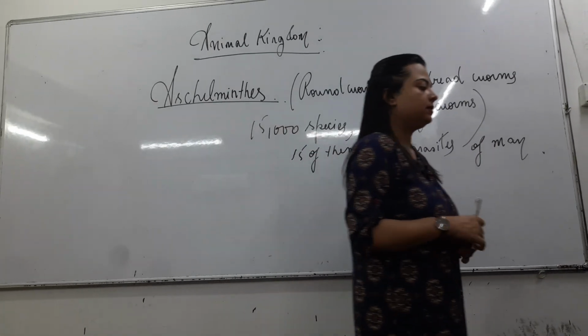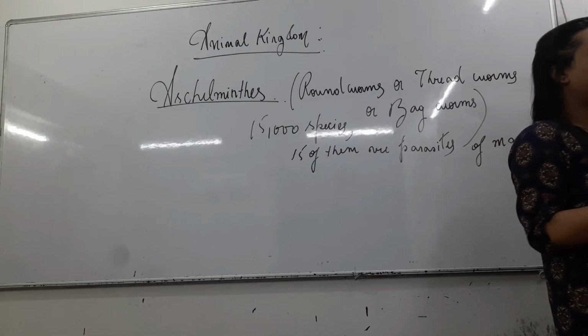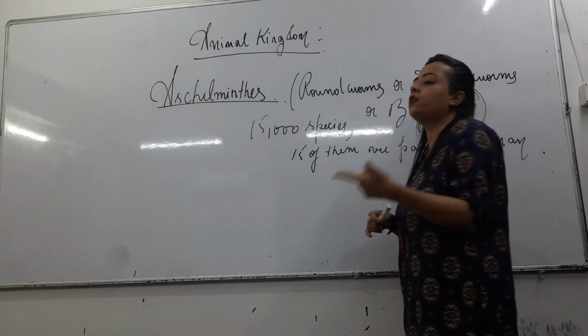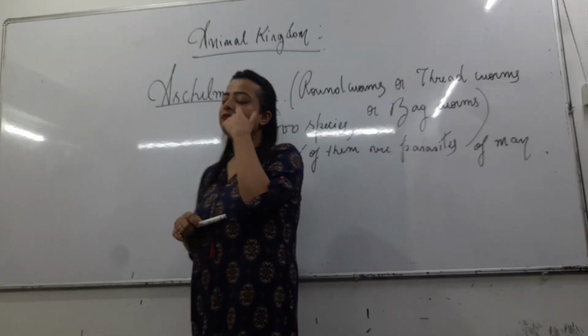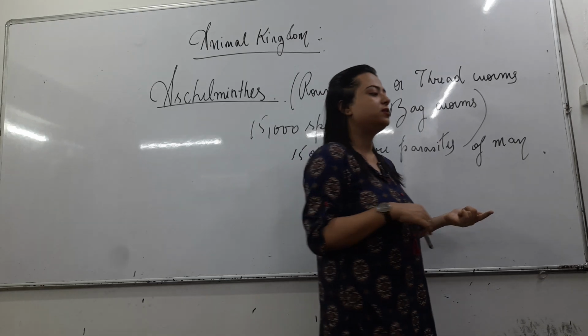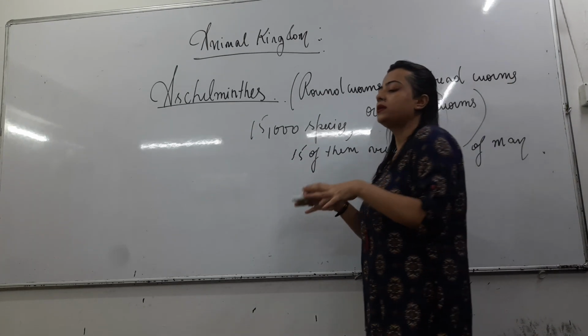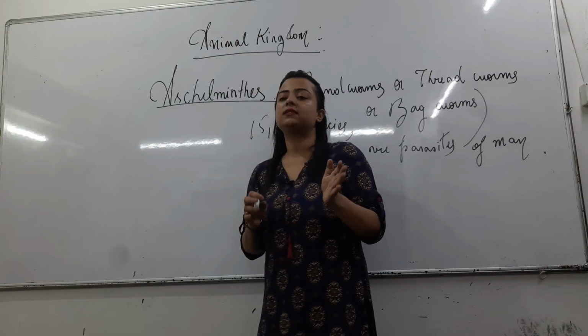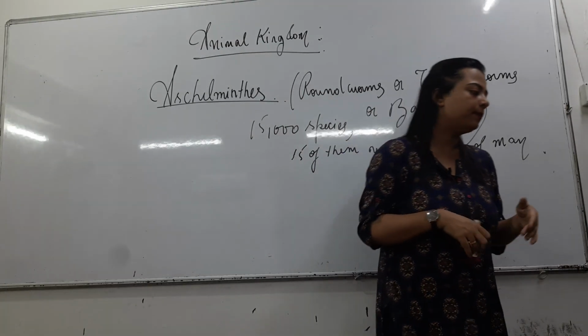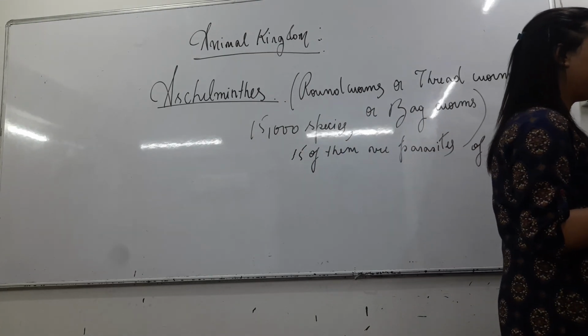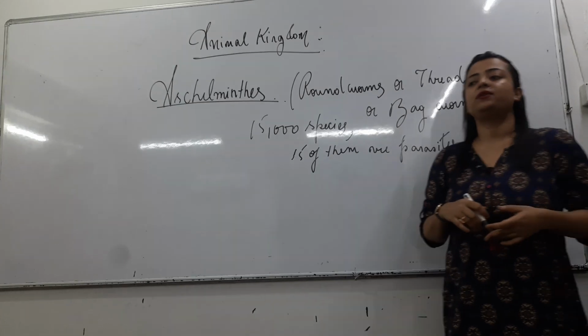Next point. They have organ system level of organization. That means all different types of organs are there which are combining together to form organ system. They have organ system level of organization, bilaterally symmetrical.